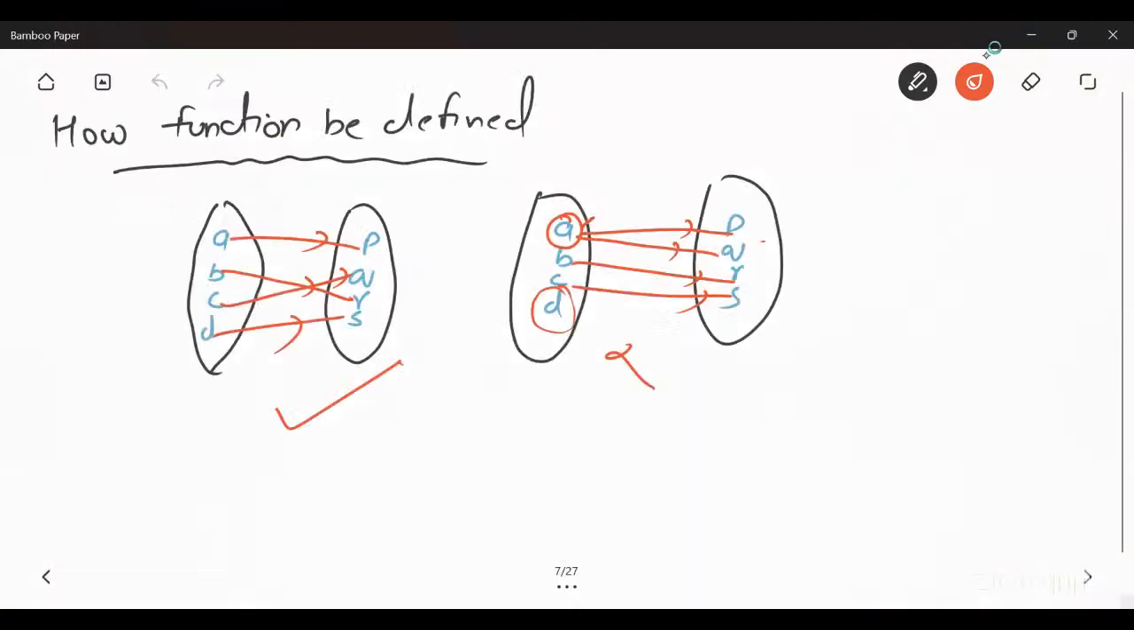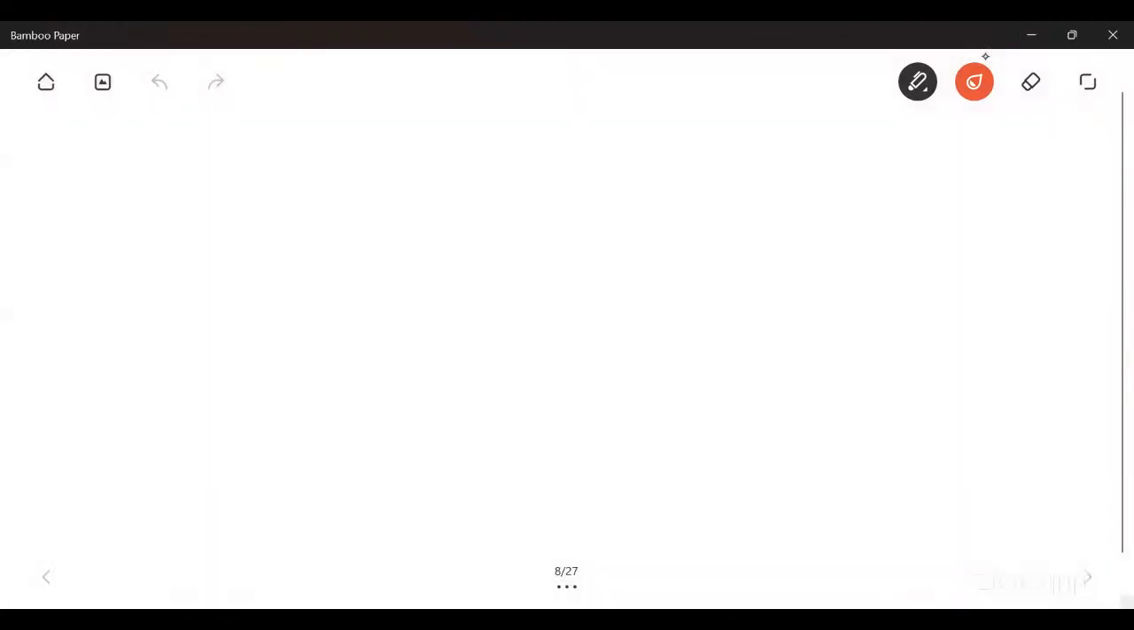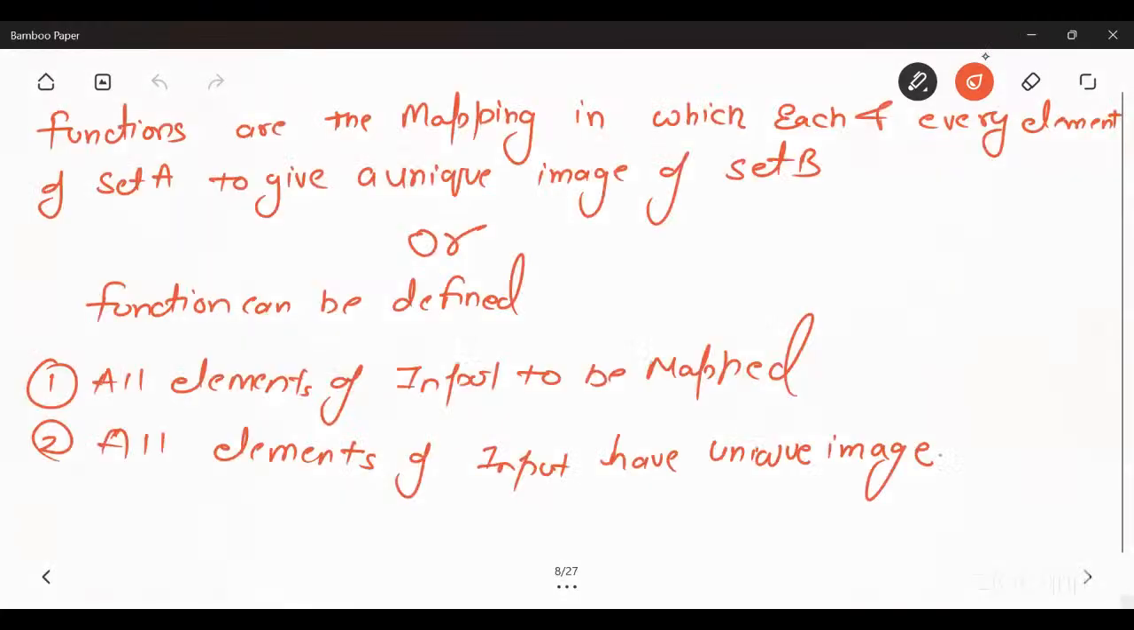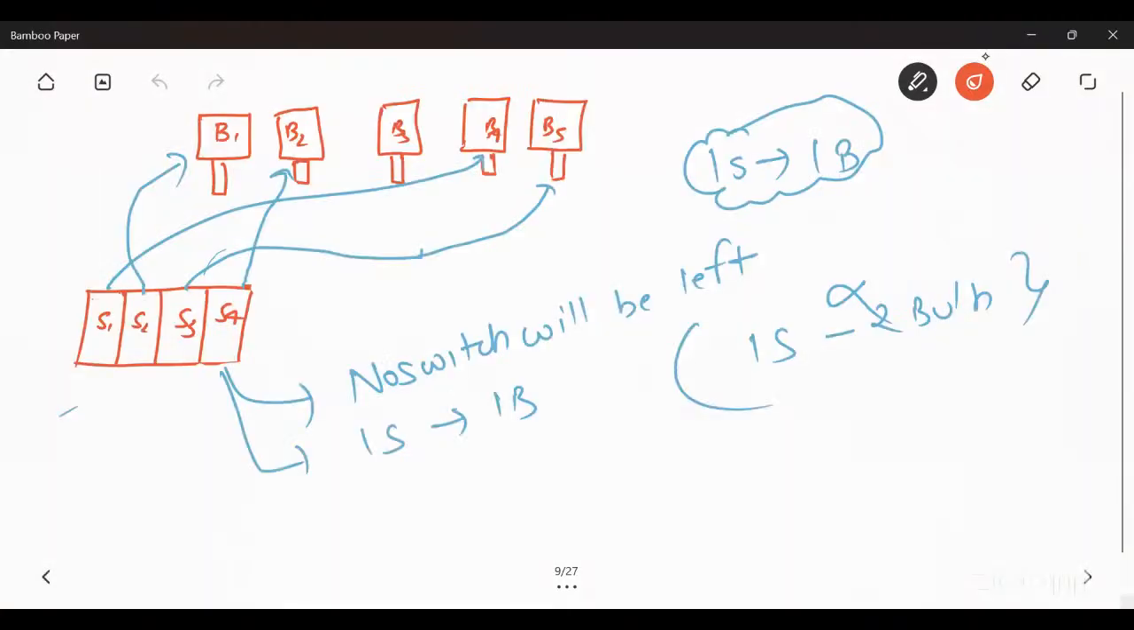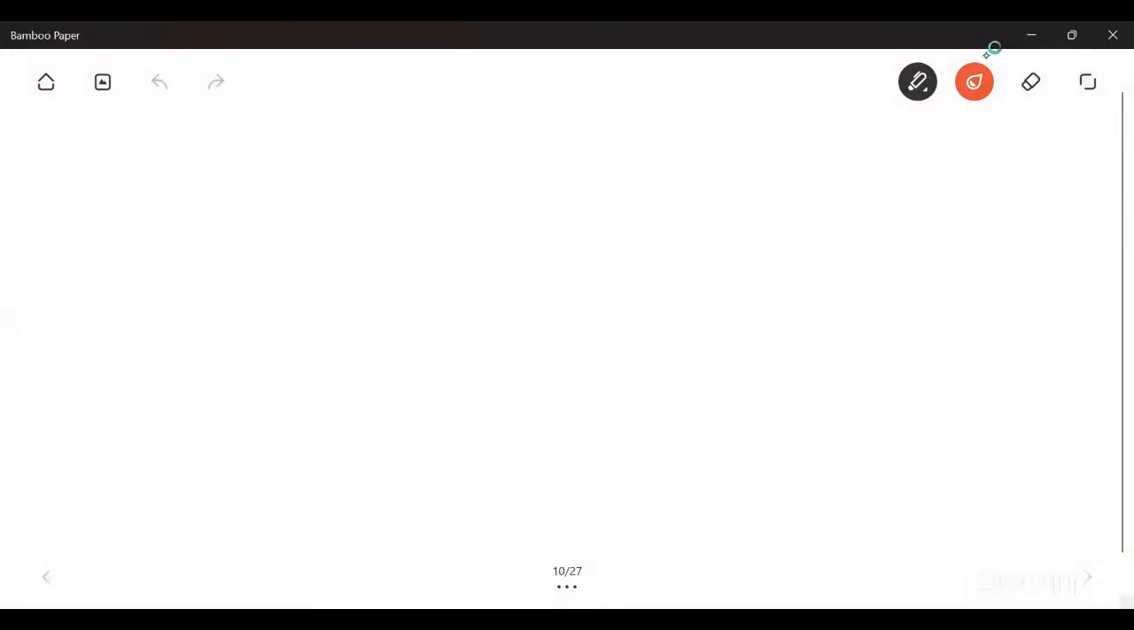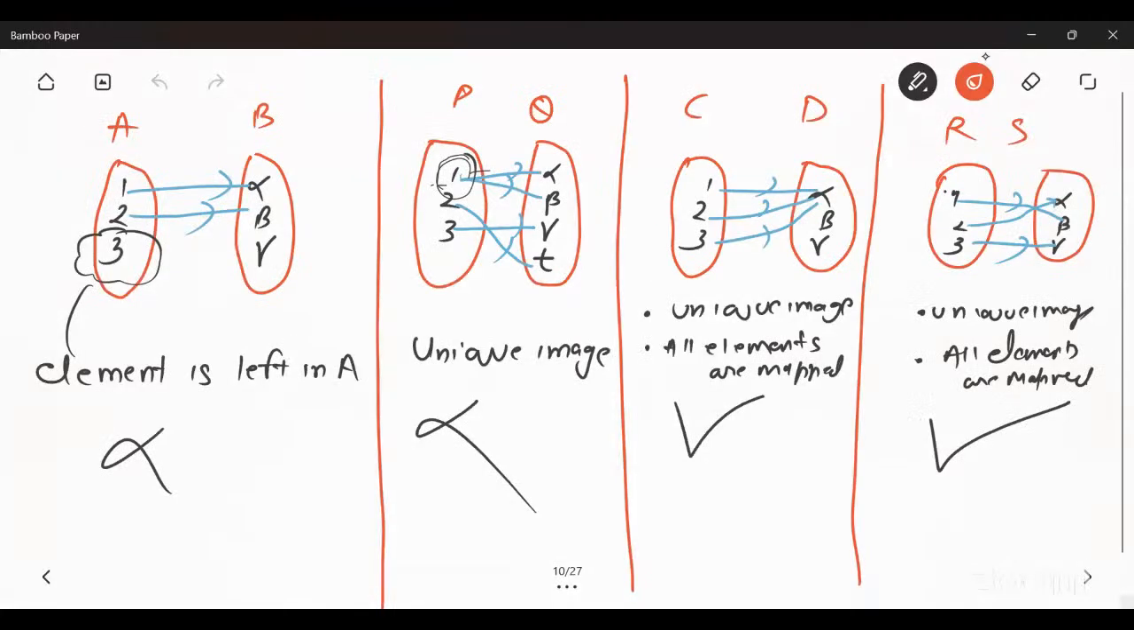Next we have discussed how a function can be defined. There are two conditions for a function to be defined. First is that all elements of the input must be mapped, and second is that all elements of the input have a unique image. Now we have seen various examples. In the first one, an element is left in the input, so this is not a function. In the second one, an element has two images. An element can have two pre-images, but an element cannot have more than one image. You have seen that one image is alpha and one image is beta, so it is not a function.